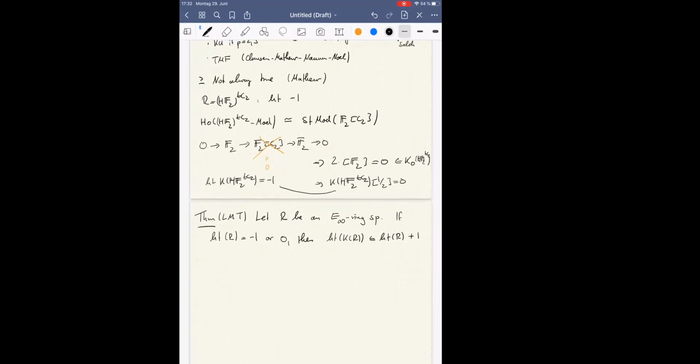I note, as I said earlier, that height of R being -1 is equivalent to R being E infinity equivalent to 0, by this theorem of Matthew, Naumann, and Noel. And the height of R being 0 is equivalent to this being non-zero, but the T1 localization of R being 0.